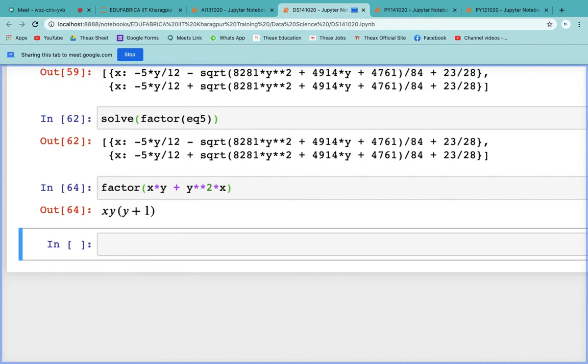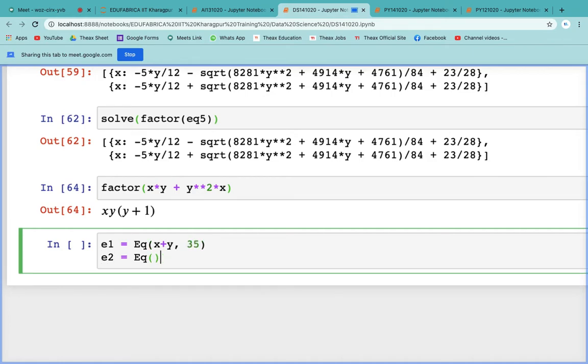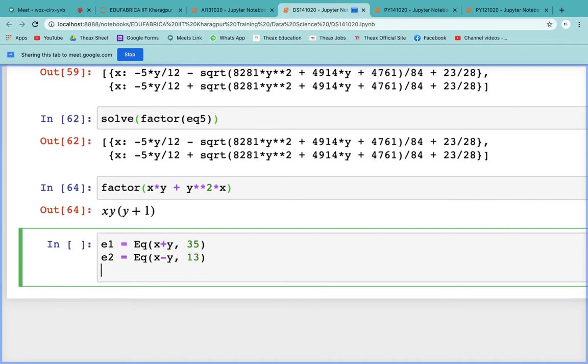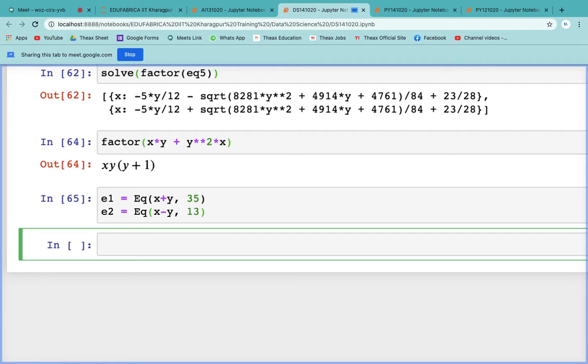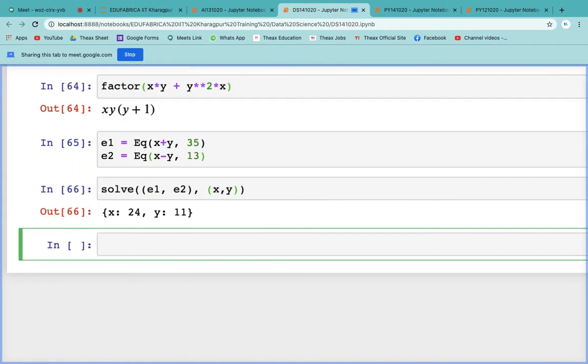Now, if I'm giving you two equations, now can you tell me quick answer? E1 is going to be equation x plus y equals 35. E2 is going to be equation x minus y equals 30. What is the value of x and y? Quick. Is this so? You are also getting 11, 24. Why 11? X 24. Yes, sir. Cool. Alright.